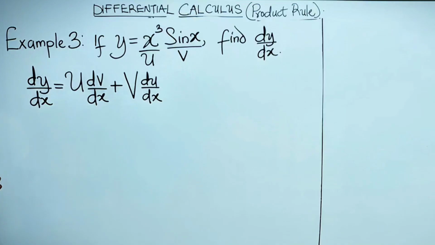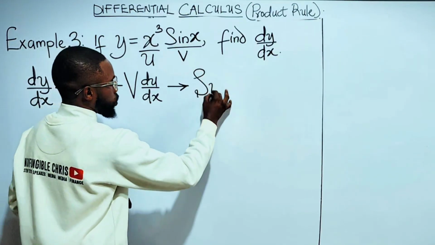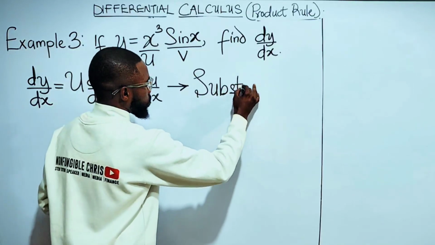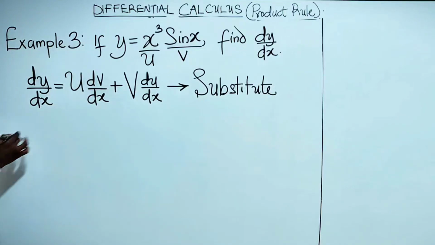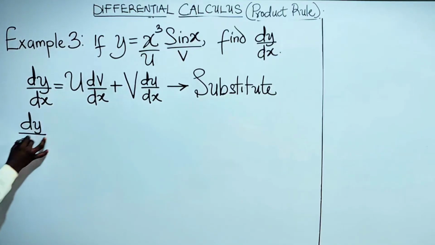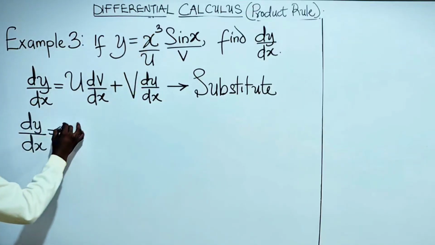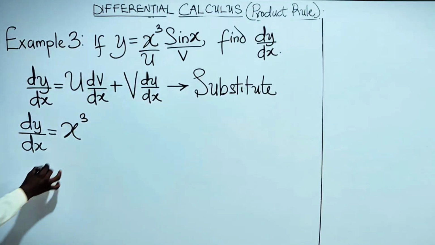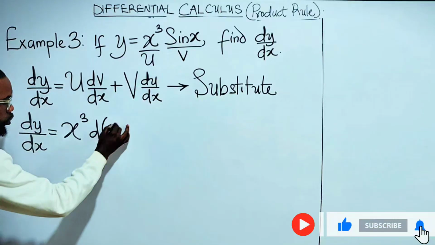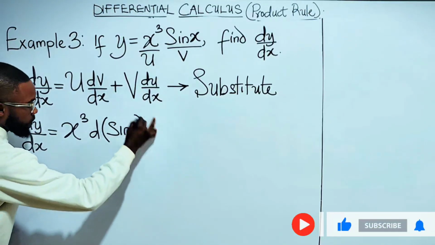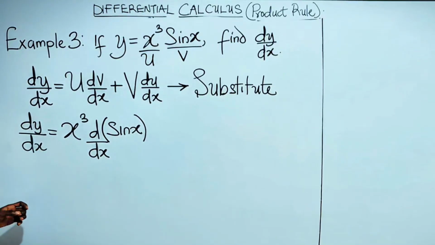So for this, let's solve. We're just going to substitute. I said it before: substitute the values. So let's start substituting the values. For that, we have our dy over dx as our u, which is x raised to power 3, times our dv, where v is sine x, so I'm going to use sine x for that, over dx. See how easy it is.